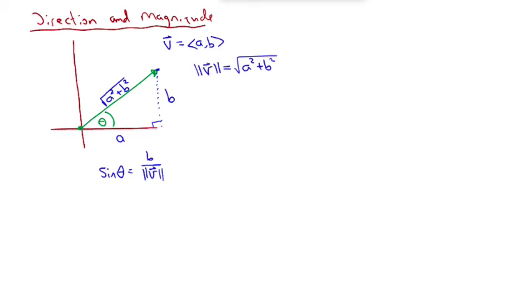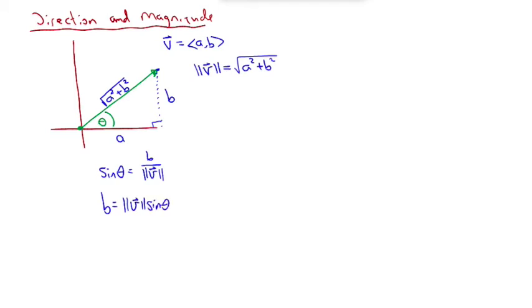Now, you can solve for b. How do you solve for b? How do I get b by itself? You multiply by the magnitude. So b becomes the magnitude of v times sine theta.